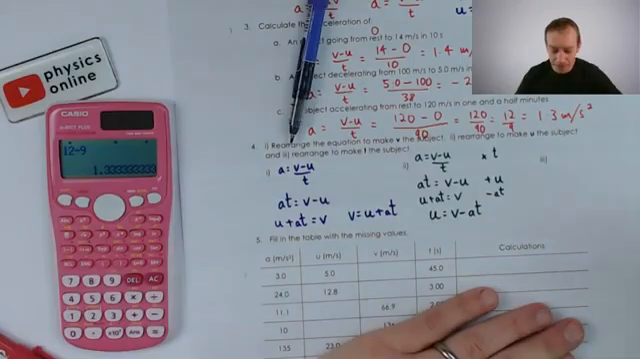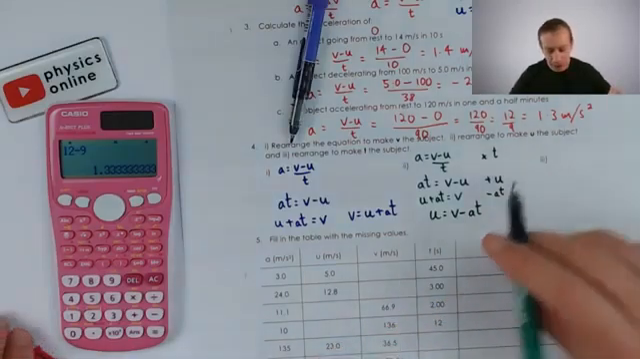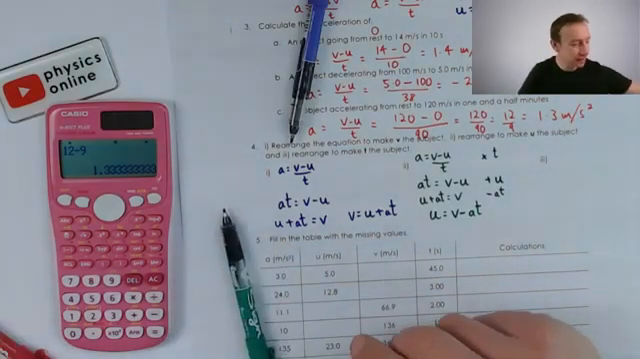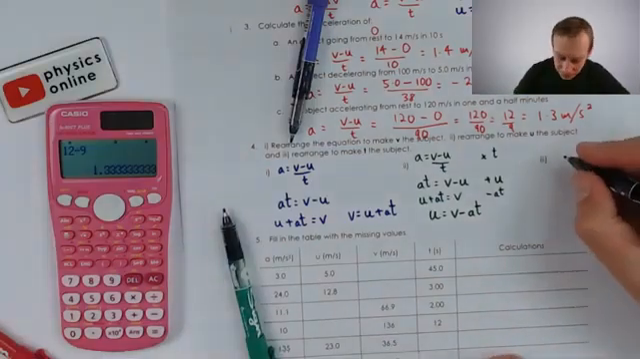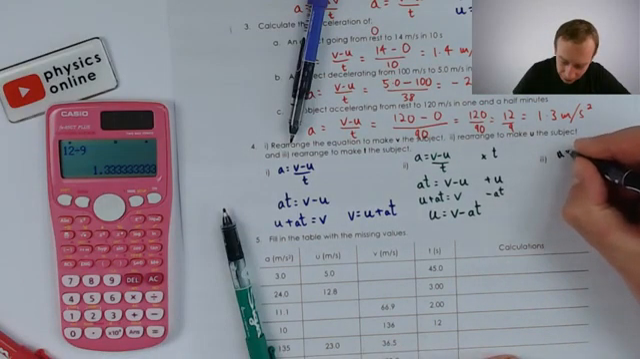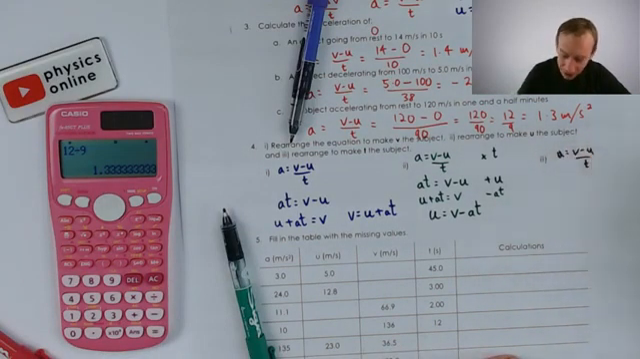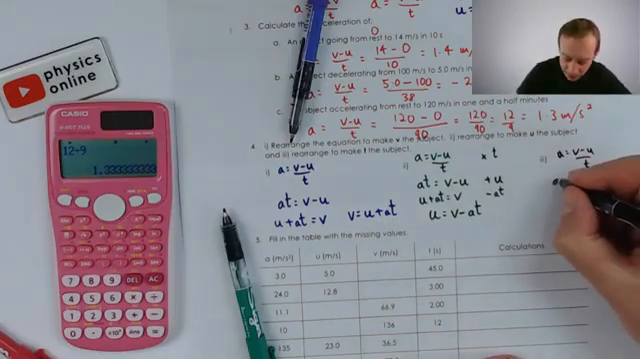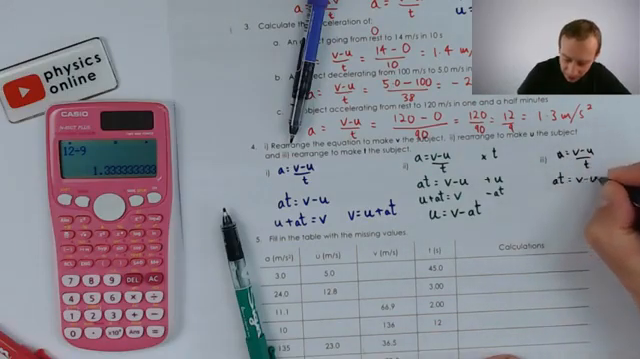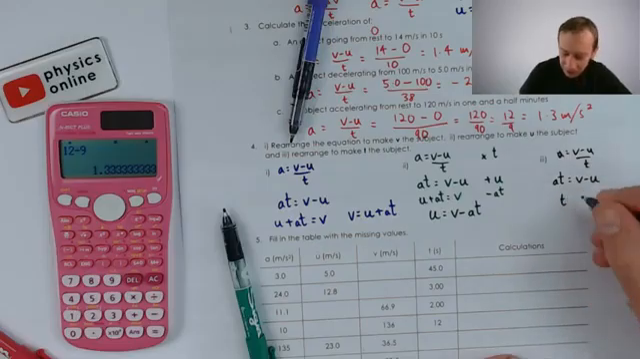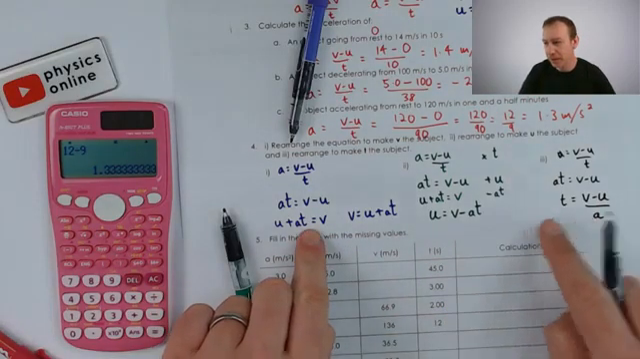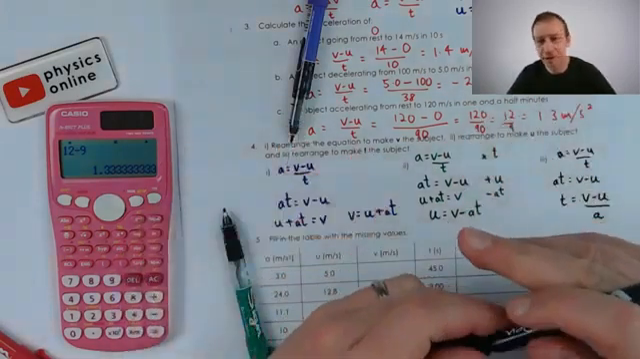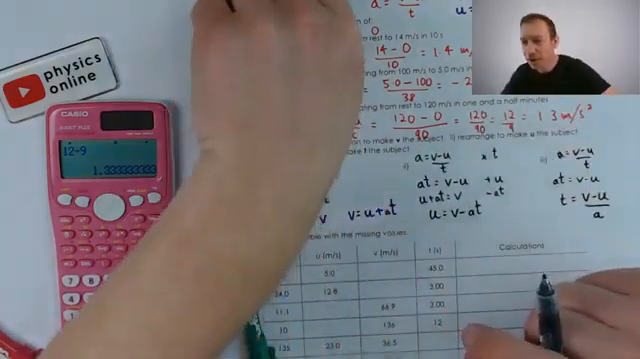Okay, for the third one here, to make t the subject: a is equal to v minus u over t. We're going to multiply both sides by t to say that at is equal to v minus u, and then divide both sides by a so that t is equal to v minus u divided by a. So we've got three different equations here for different subjects of that equation.